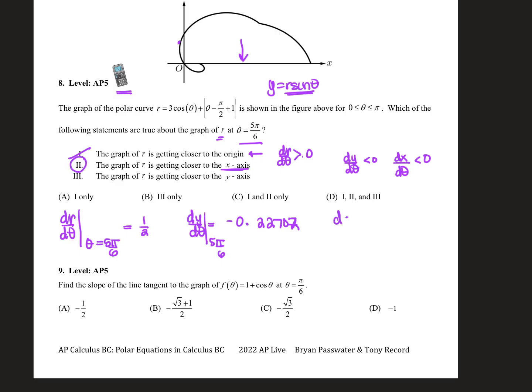And then we can do the same thing with dx d theta. Remember that x is equal to r cosine theta, so dx d theta at that theta value is equal to positive 0.0845. So this is positive, so we know we're increasing this way, so we're moving away from the y-axis. So that's not true. So the only one that is true is 2.